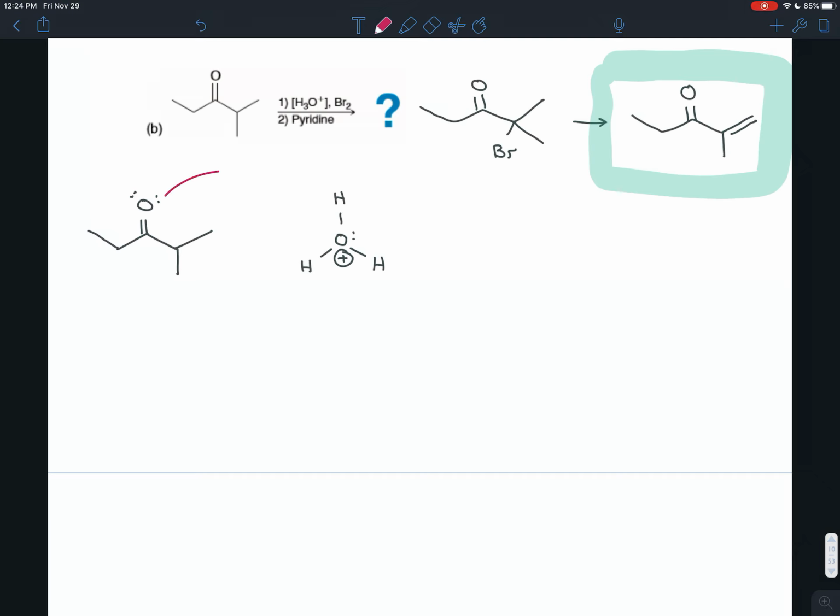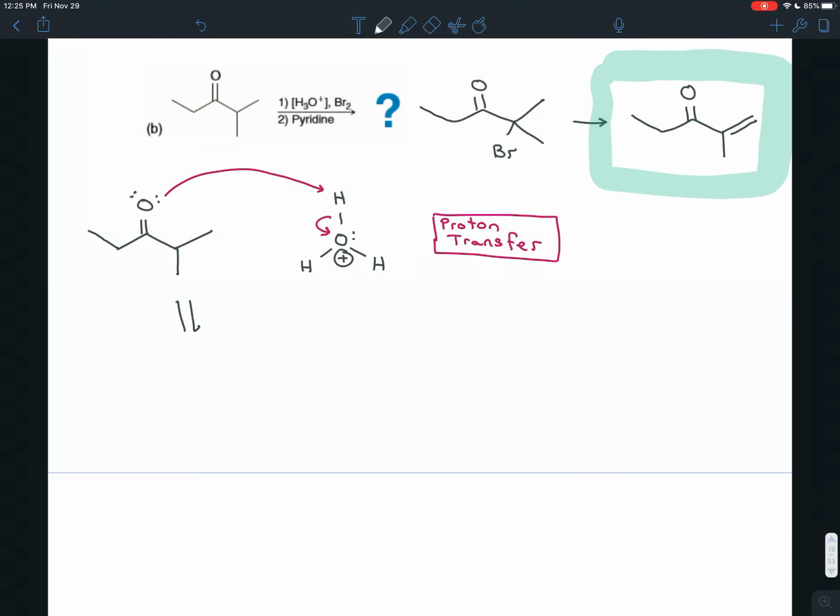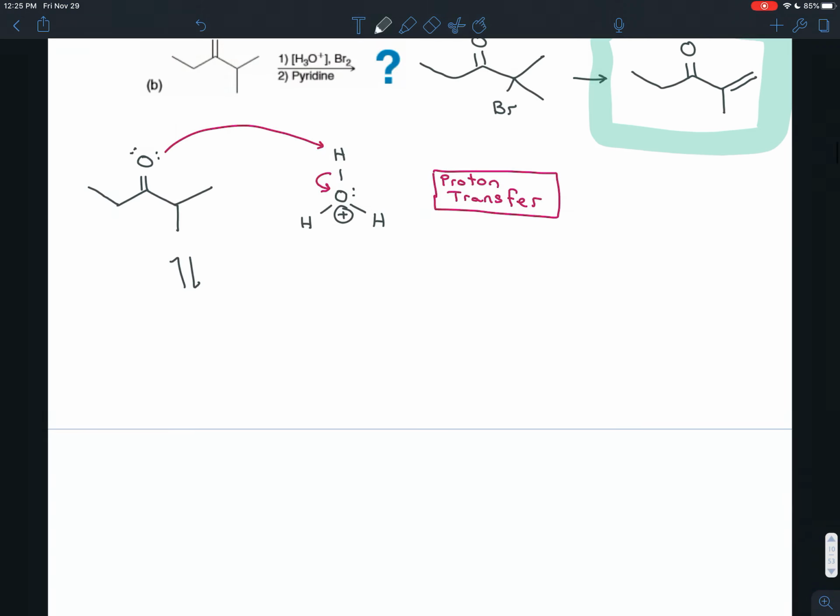So this oxygen here steals one of those slightly positive hydrogens. The electrons snap back down onto the oxygen and hydronium to stabilize the positive charge on it, and that's proton transfer. That's the first step in this keto-enol tautomerism.